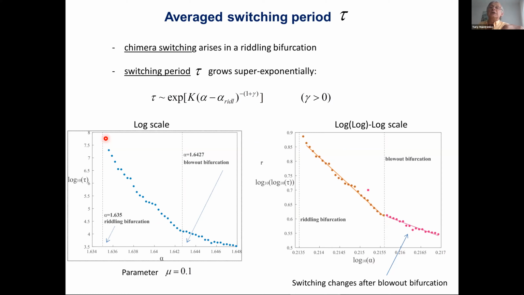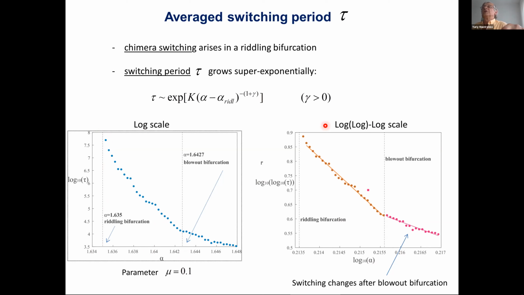So here is what we found in logarithmic scale for average period switching. Actually, our experiment was only six trials for each parameter value, and then you see in logarithmic scale, it looks like super exponential. Yeah, this is the riddling bifurcation point, and the pictures I showed were like moving along this line. So you see that the average period decreases even super exponentially.